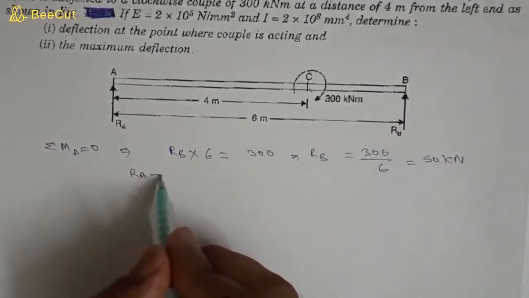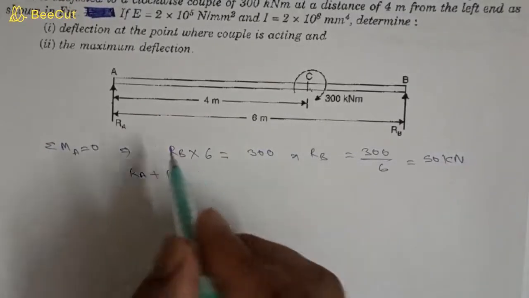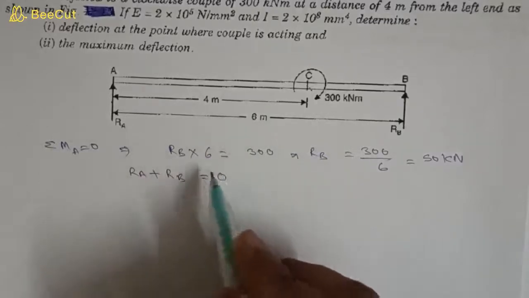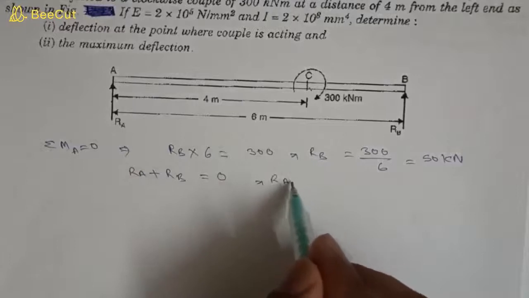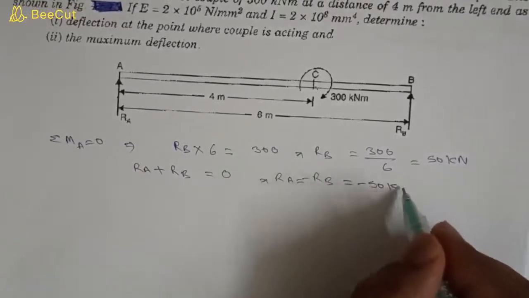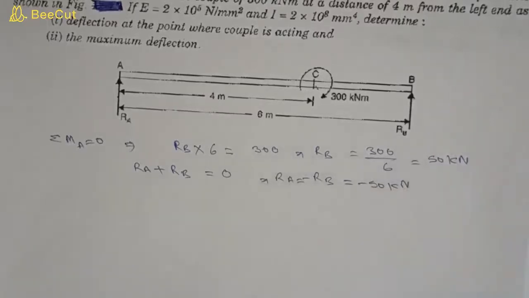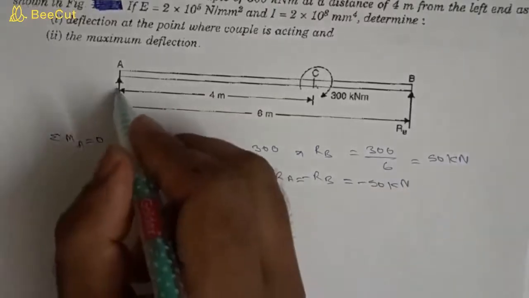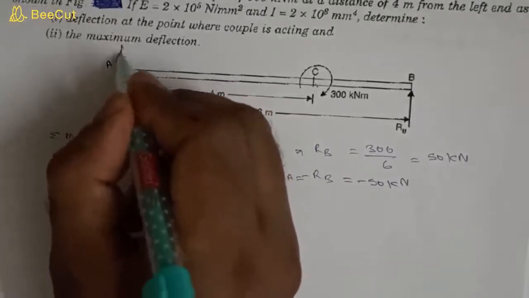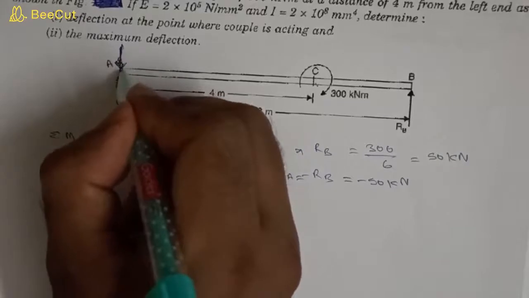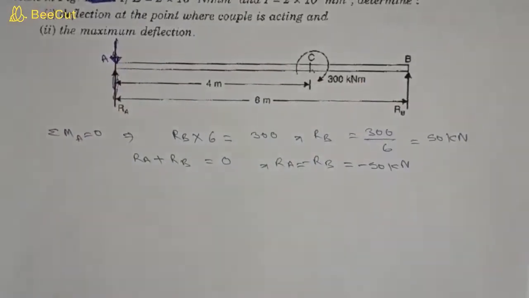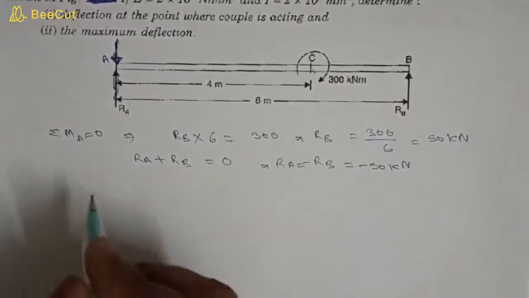Now for RA, the sum of all the vertical forces should be 0. So RA plus RB is equal to 0, because there is no other vertical force. So RA will be equal to minus RB, which will be equal to minus 50 kilonewton. This is minus, which means this force RA is acting from up to downward side, so it is opposite. Okay, so let's write the equation of moment.